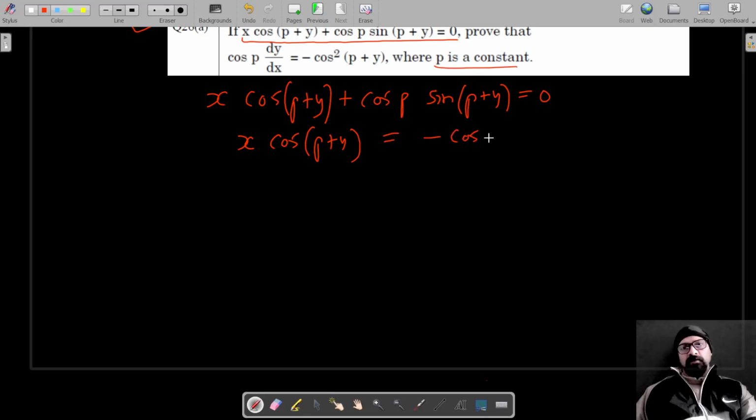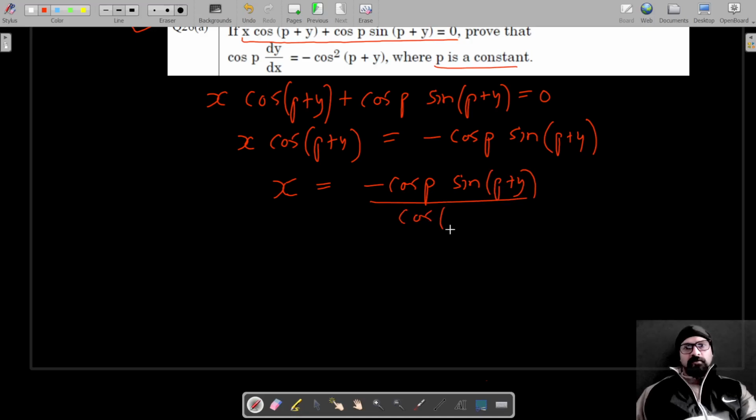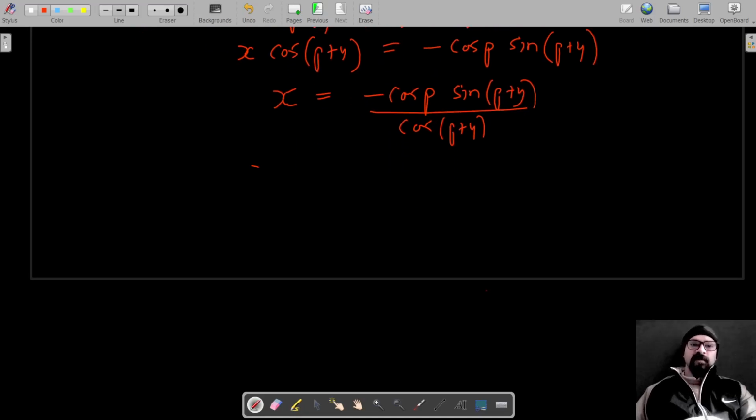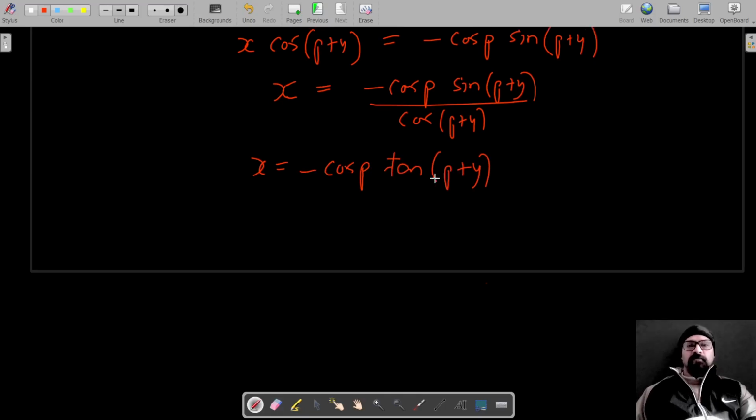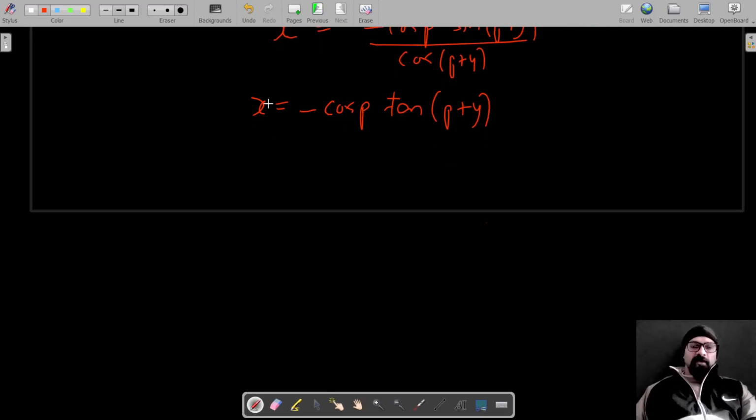This is equal to negative cos p into sin(p + y), and now x can be written as negative cos p sin(p + y) upon cos(p + y), which is now equal to negative cos p, and sine upon cos is tan. So this is tan of p plus y. Now let's differentiate this with respect to y.